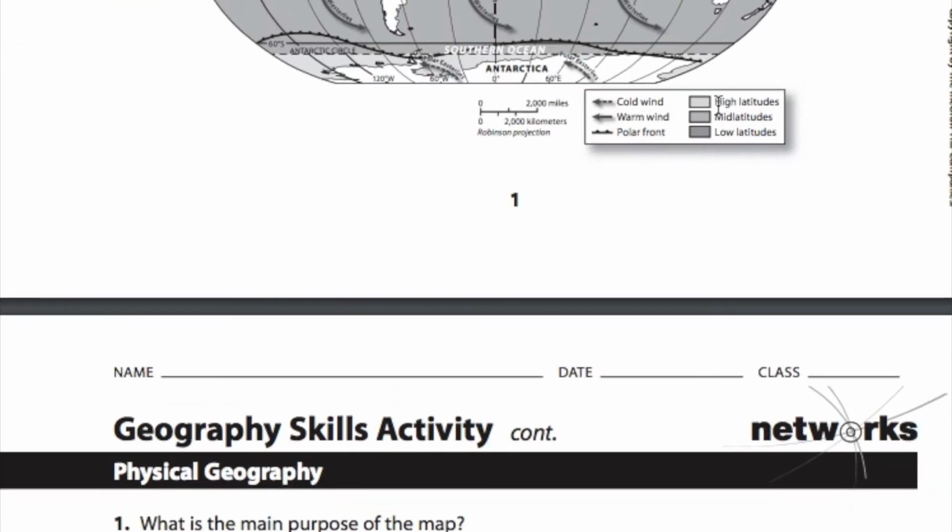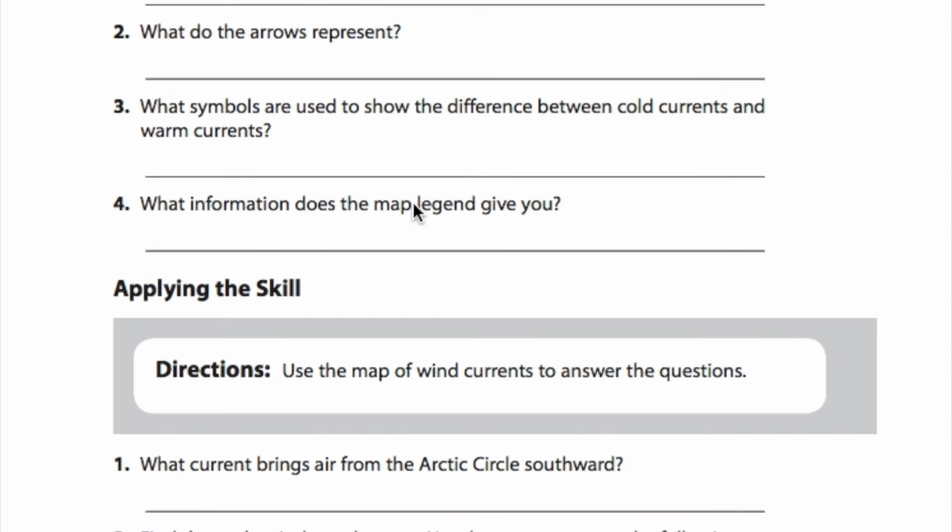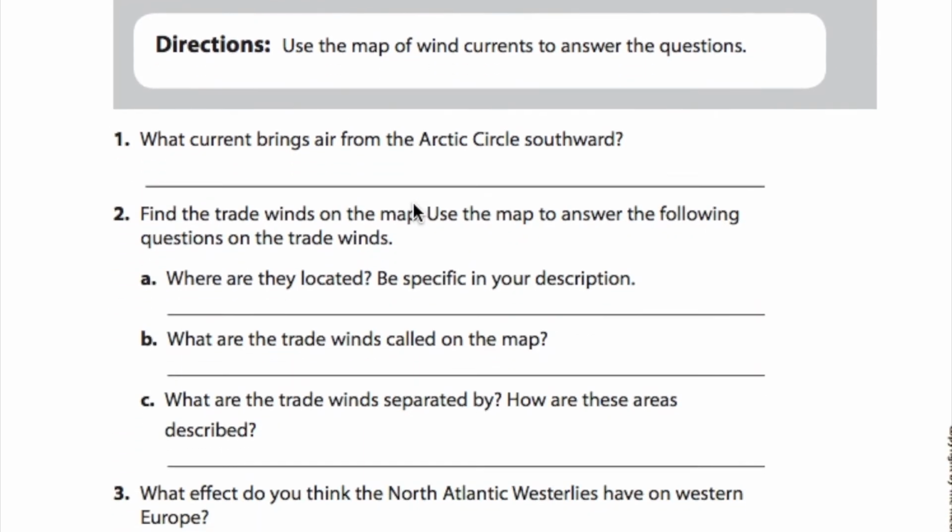The map legend explains the symbols on the map that show different types of information. So these different colors indicate different locations. These different symbols indicate different pieces of information. So the map legend gives us information explaining the symbols on the thematic map. Well, let's apply the skill.